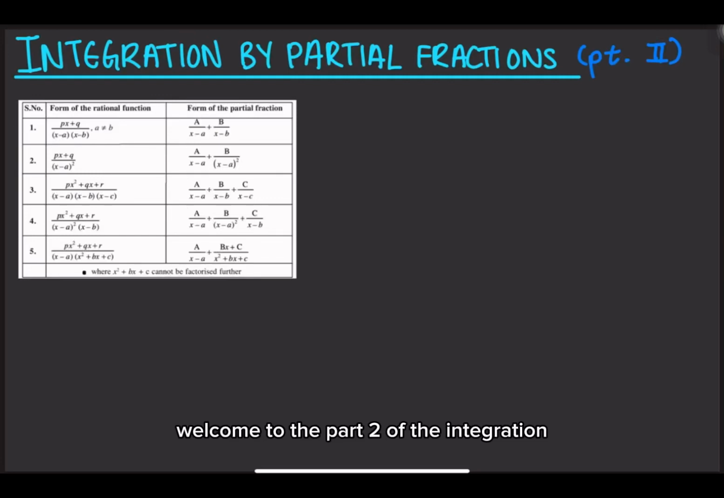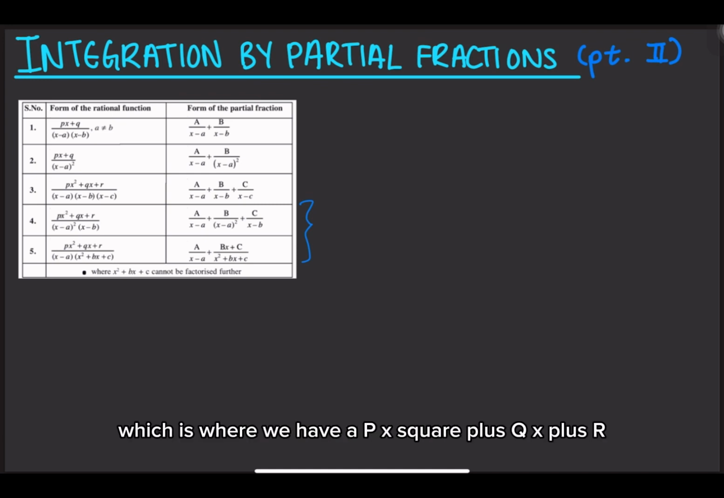Welcome to part 2 of the integration by partial fraction series. In this part, we will be going over the remaining two rules of integration by partial fraction, which is where we have px squared plus qx plus r over (x minus a) squared or (x minus b). We must split the fractions into our first unknown variable A divided by x minus a, then our second unknown variable B divided by (x minus a) squared, plus our third unknown variable C divided by x minus b.